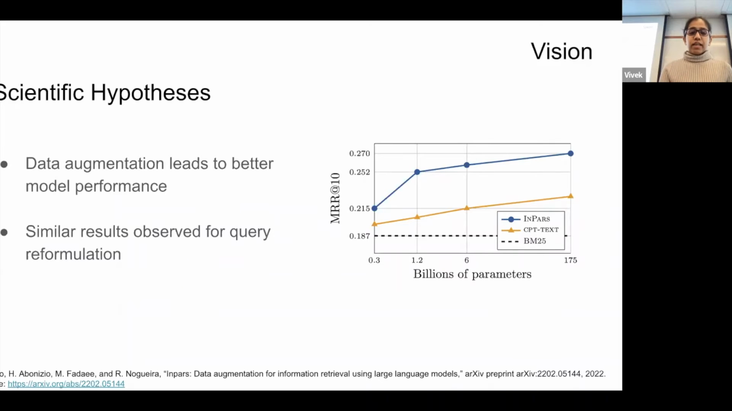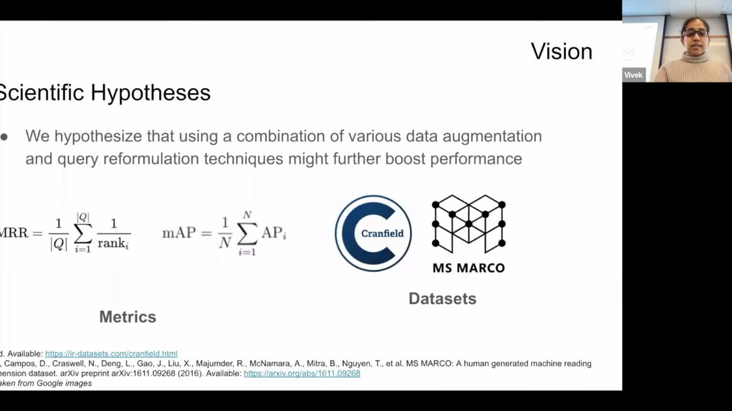Previous research has shown that utilizing these data augmentation techniques for the documents and for the queries could lead to significant improvements in model performance. This is one of those papers where they've done such data augmentation. We hypothesize that utilizing a combination of various data augmentation and query reformulation techniques might further boost performance of information retrieval models. To test our hypotheses, we would compare the performance of the model on information retrieval tasks on datasets such as Cranfield and MS Marco. We would use metrics like mean reciprocal rank and mean average precision to evaluate the model performance.